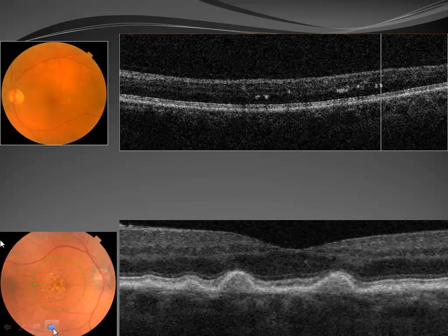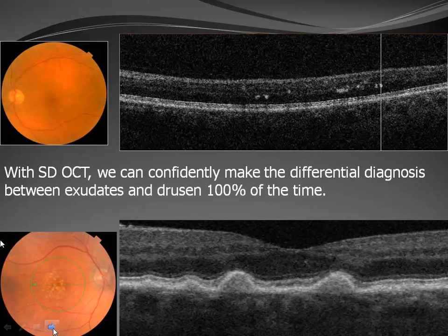So what does that mean? Well, here's a statement. With spectral domain OCT, we can confidently make the differential diagnosis between exudates and drusen 100% of the time. And that's true. You see some dots in the fundus, and the two most common causes of dots, we talked about some that aren't common, but drusen and exudates are common.